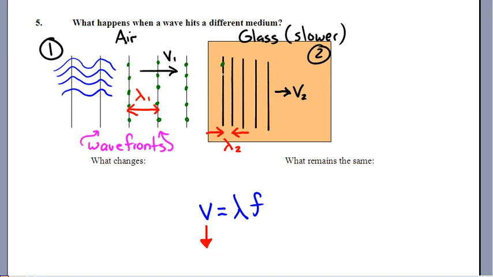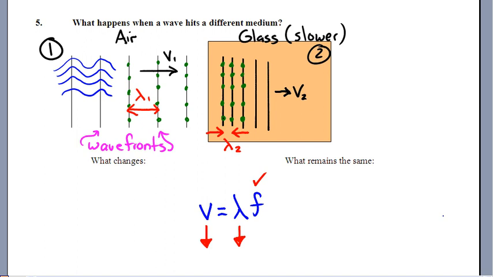And then you ask the question, well, what would it look like with this marching band? And the answer is the rows would bunch up while they're in the glass. And you'd see that the flutes and the trombones get really close together, and the trombones and the trumpets get really close together. Until, of course, they leave the glass, then they would spread back out again. But the actual pace of rows of musicians going by you, that wouldn't change at all. And so things that remain the same, well, you can put a big check mark by the frequency, but the wavelength would drop when you go into that slower material.